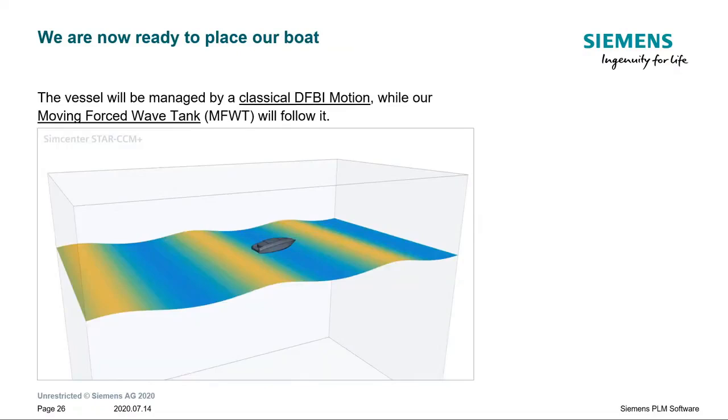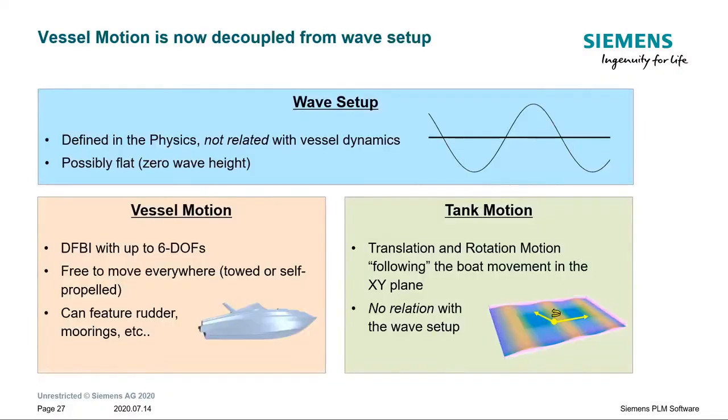Here the point is, of course, that we can then place our boat in the middle of the tank. The boat will be subject to its own DFBI motion, while our moving forced wave tank will simply follow it along the X and Y directions. And here we come to the fundamental point that I was mentioning at the beginning, the decoupling of the wave setup from the motion setup.